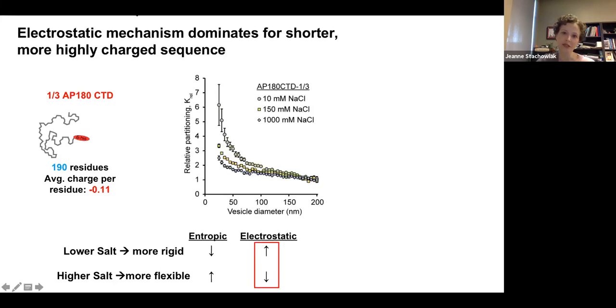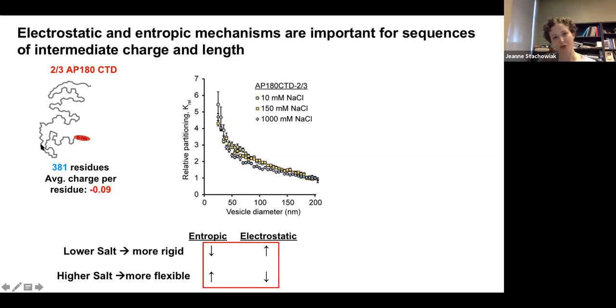So here, we did see the opposite. The highest curvature sensitivity is achieved at the lowest salt concentration. So this seems to be a regime in which the electrostatic mechanism dominates. And then, as you might expect, if you look at some intermediate portion, here's the two-thirds N-terminal fragment of AP180's C-terminal domain, which has an intermediate electrostatic charge per residue, as well as an intermediate length, of course. Here you can see that the curvature sensitivity is almost invariant with salt concentration, probably because of a balance between the electrostatic mechanism and the entropic mechanism.